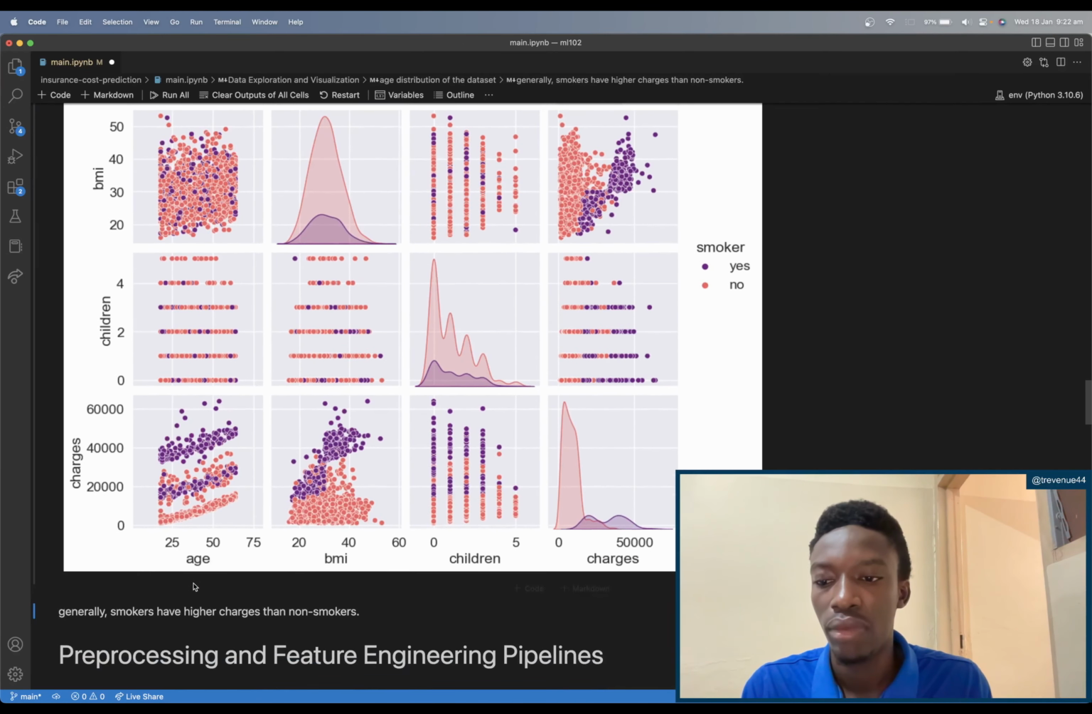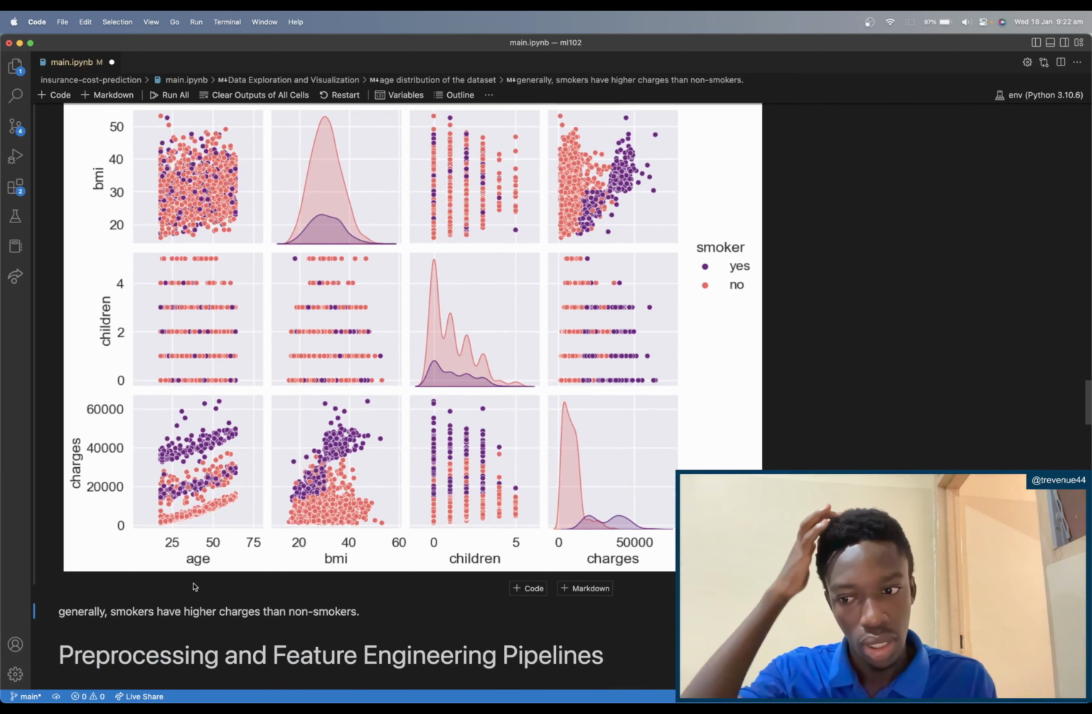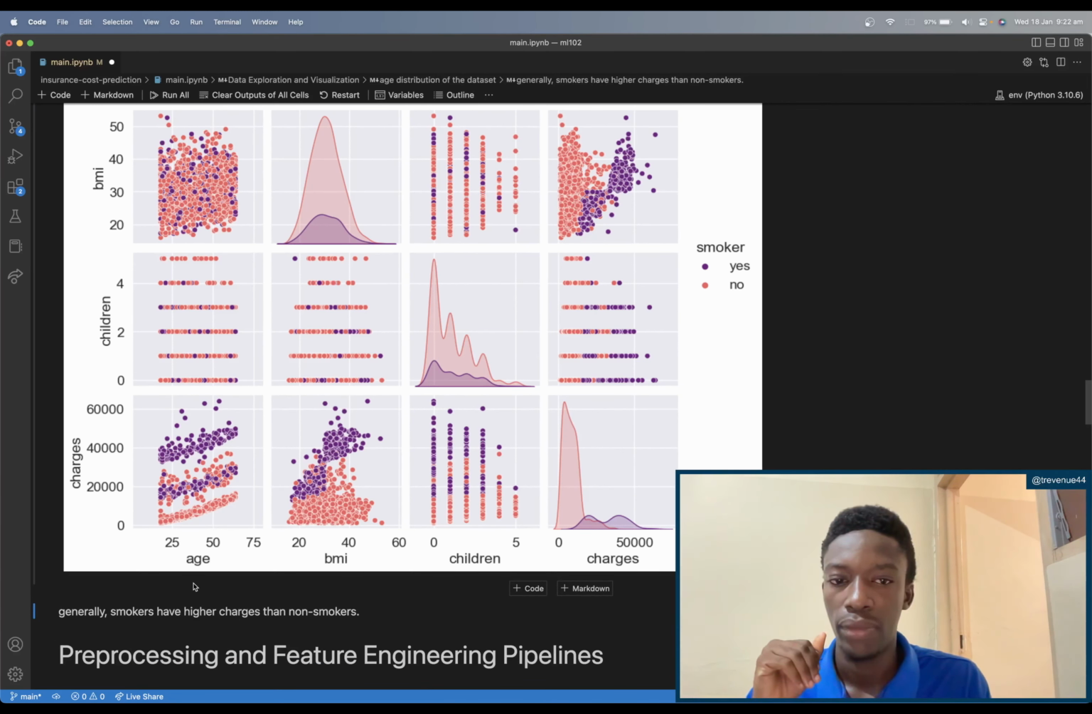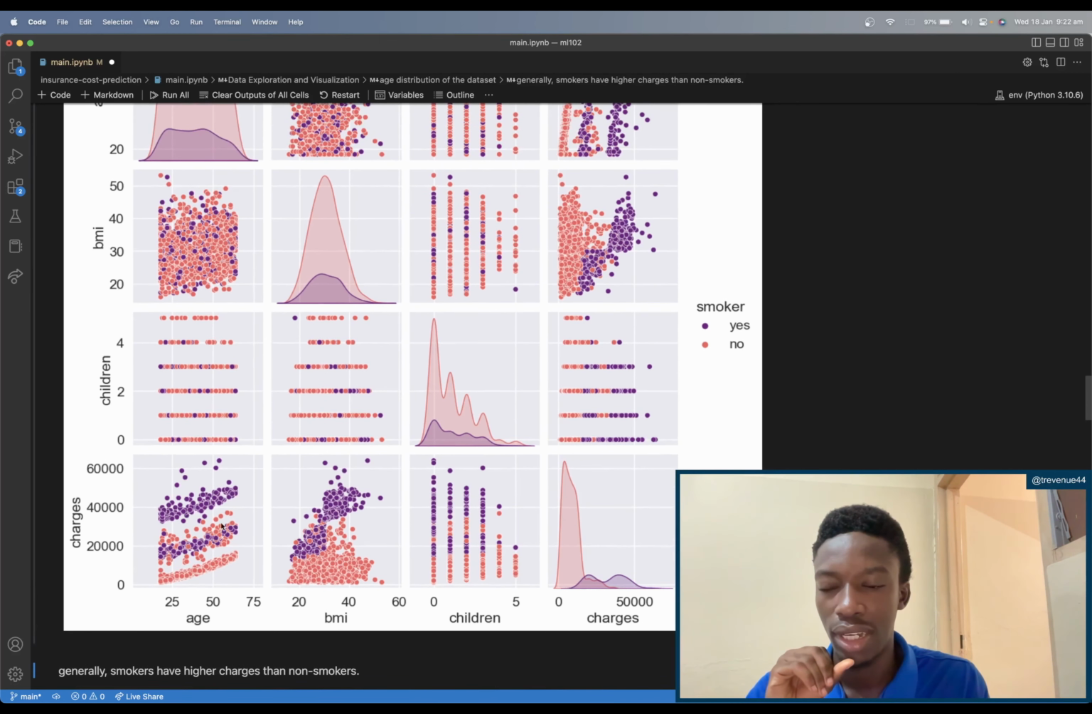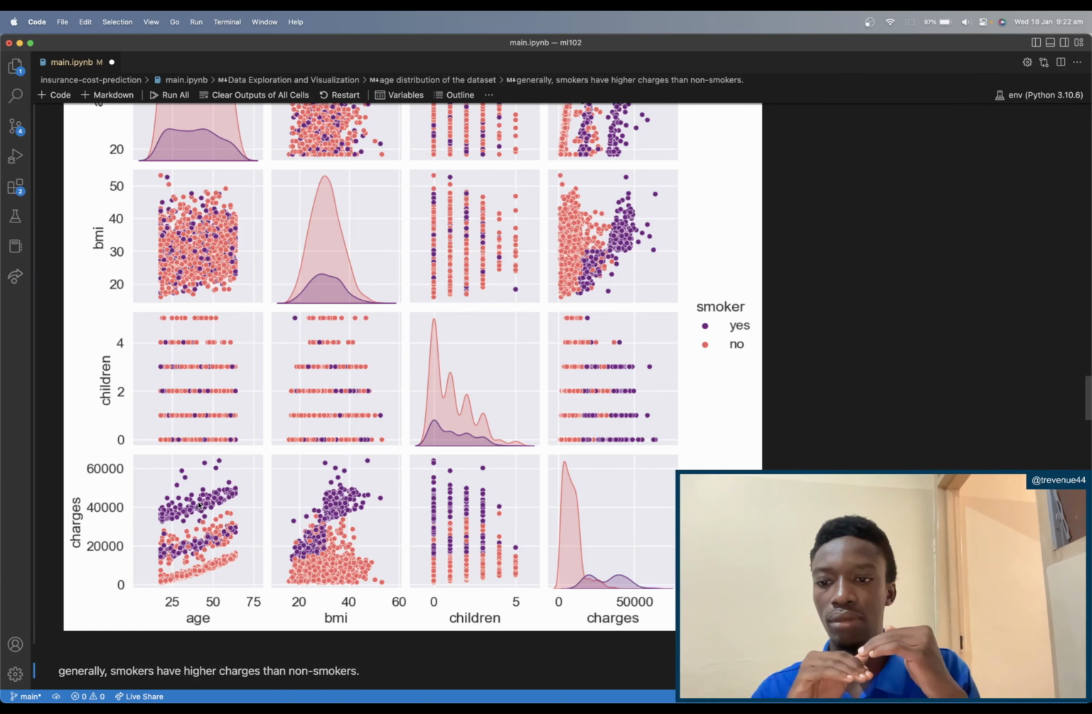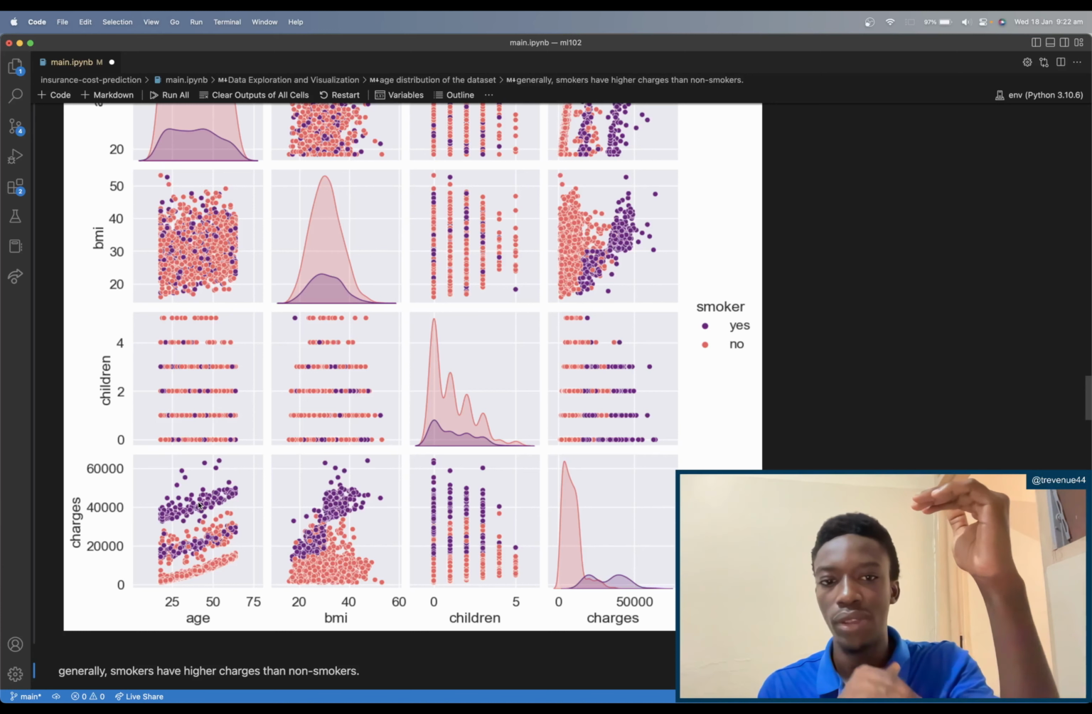If you also look at something else, you see that smokers have a higher cost compared to the non-smokers, because you'd see here in the charges row that those that are smokers, the violet ones, are above those that are non-smokers.